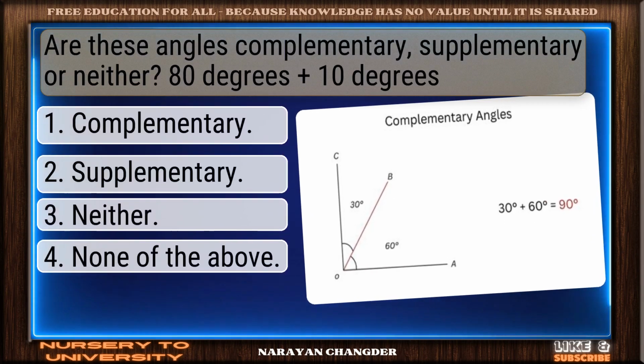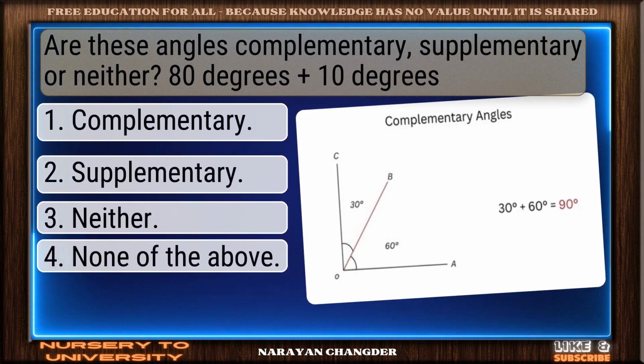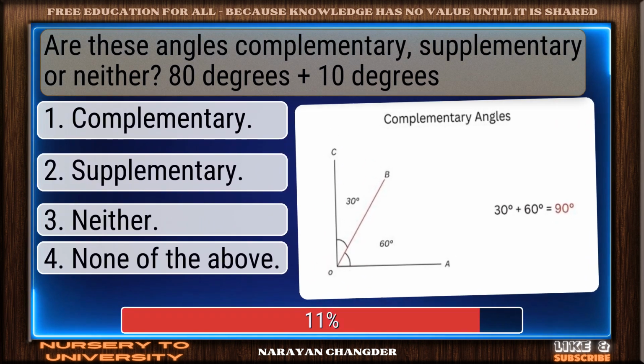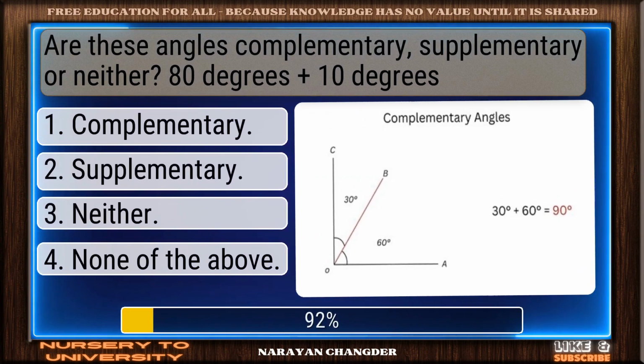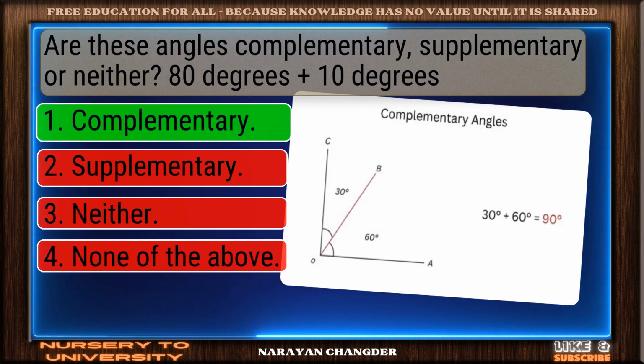Question number 57. Are these angles complementary, supplementary, or neither? 80 degrees plus 10 degrees. Correct. Complementary is the right answer.